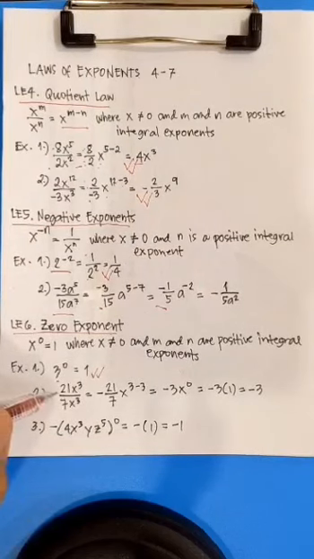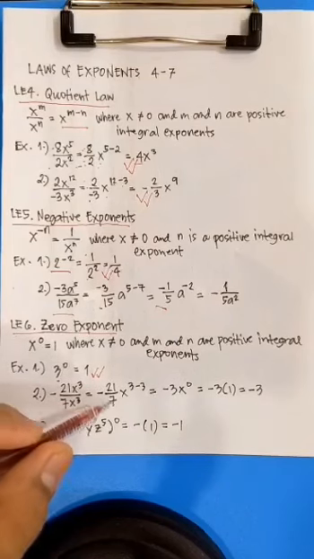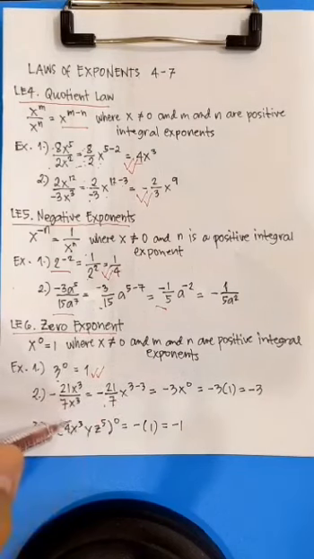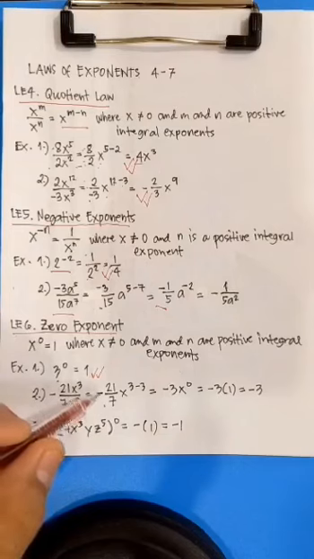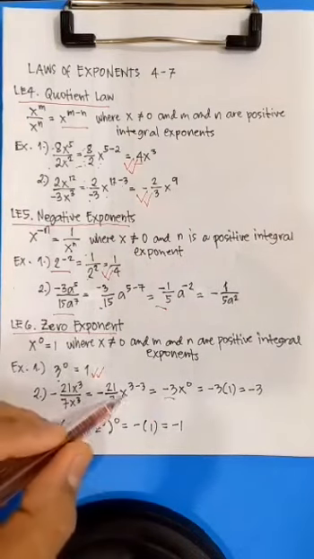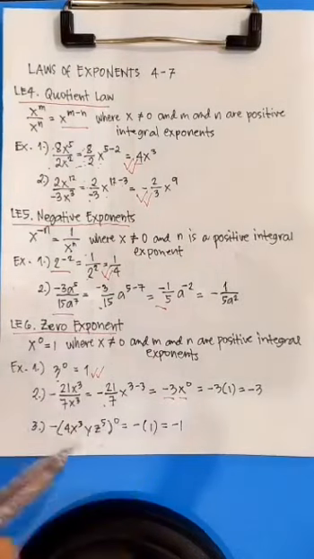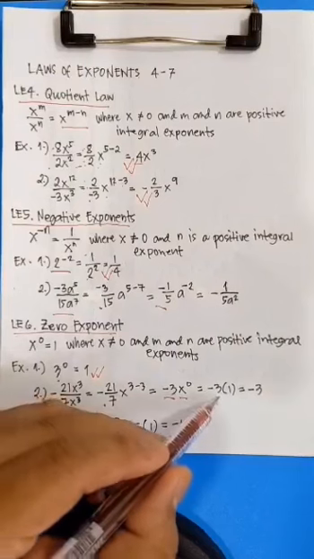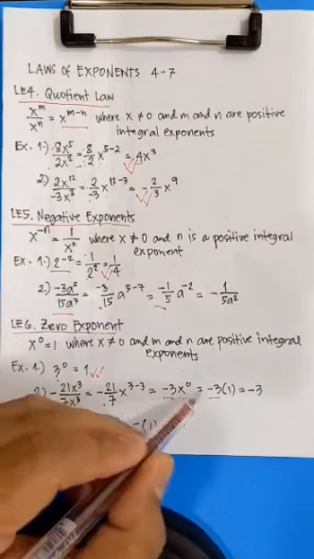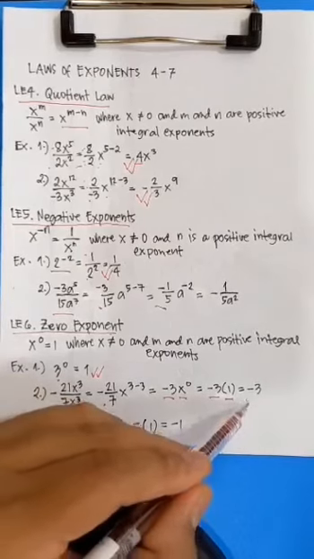Negative 21x cubed over 7x cubed. You will have negative 21 over 7, x to the 3 minus 3. Now, negative 21 over 7 is equal to negative 3, and x to the 3 minus 3 is equal to x raised to 0. So therefore, you will have negative 3 and x raised to 0 is equal to 1. So the final answer will be negative 3.